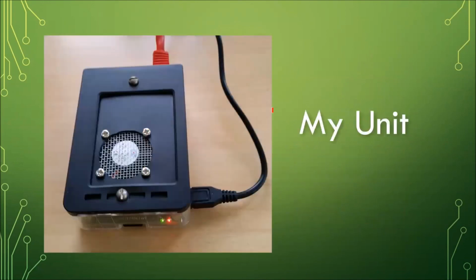Here's a picture of my unit. You can see there's a fan on the top. I caught it just at the right time when the green light and red light are on. And you can see we do not have any other keyboard or mice or video plugged in. It's just the network cable, power cable. And that would be it.